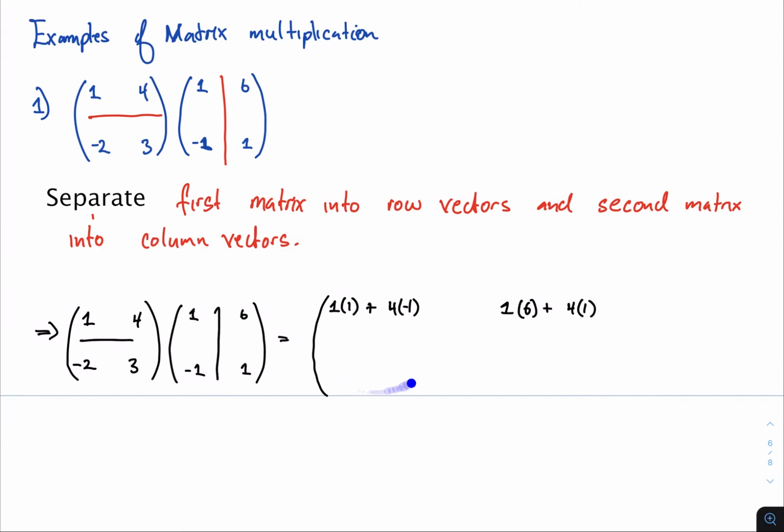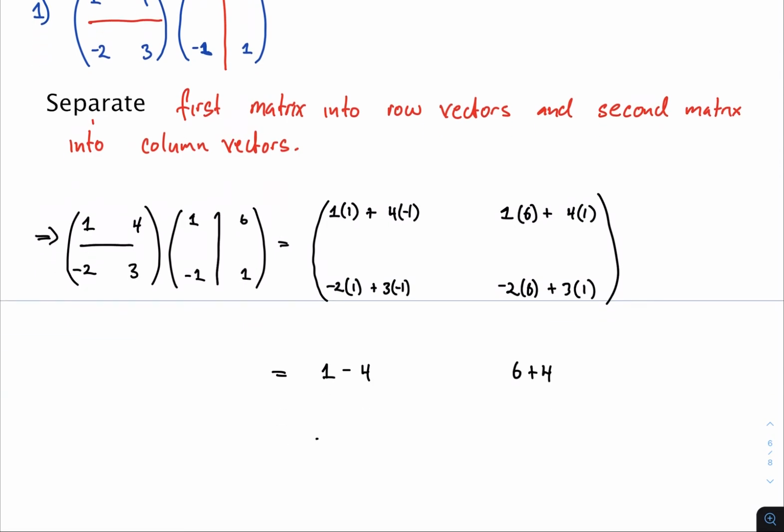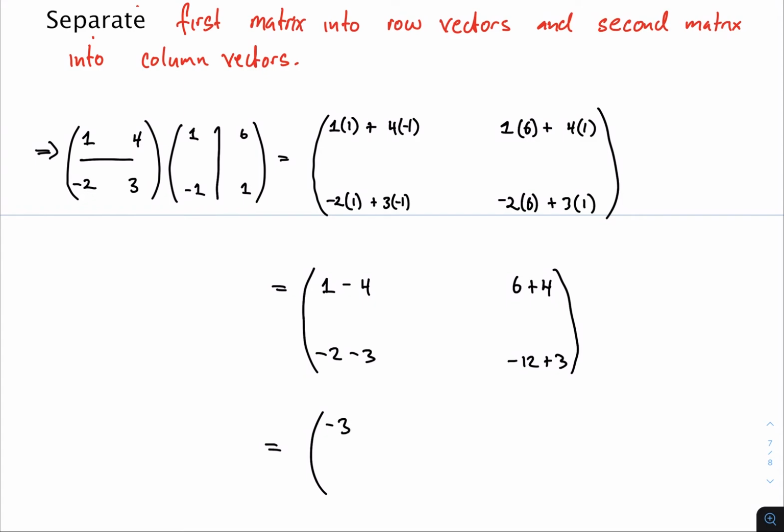Now we calculate the third term in our resulting matrix, which is the second row from the first matrix times the first column from the second matrix. This gives us -2 times 1 plus 3 times -1. The fourth and final term is given by the second row in our first matrix times the second column in our second matrix. This is -2 times 6 plus 3 times 1. Simplifying this gives us 1 minus 4, 6 plus 4, -2 minus 3, -12 plus 3, which can then be simplified to -3, 10, -5, and -9.